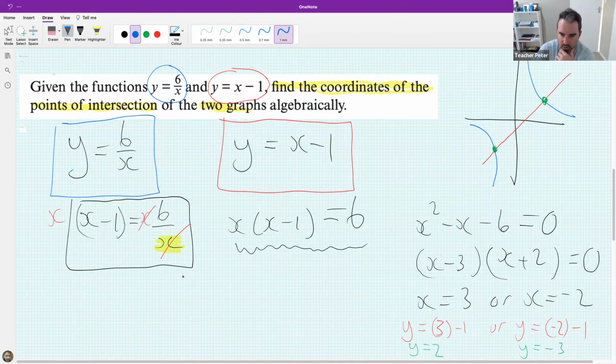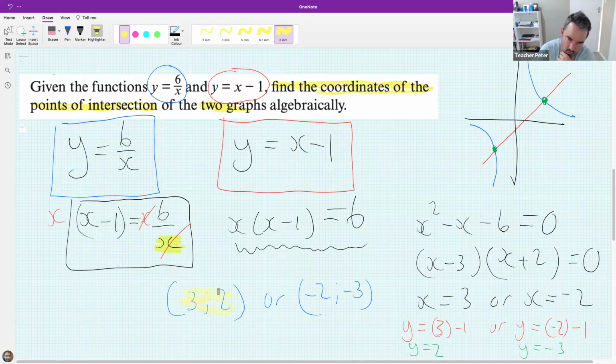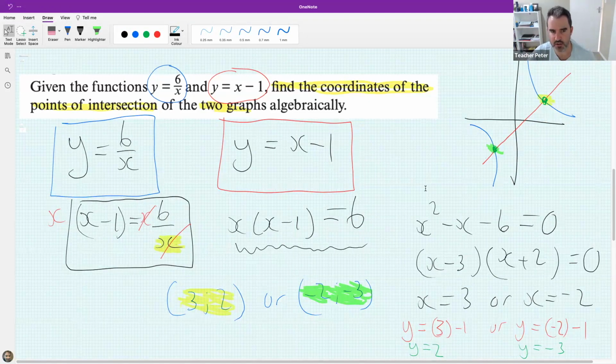So the intersection points will be 3, 2, or they would be minus 2, minus 3. And if you look at the points, the point 3, 2 is going to be this intersection point up here. And the point minus 2, minus 3 would be where the graphs cut over there. All right. So I'm throwing in a bit of functions to show you that when you solve two equations simultaneously, they're also the intersection points.